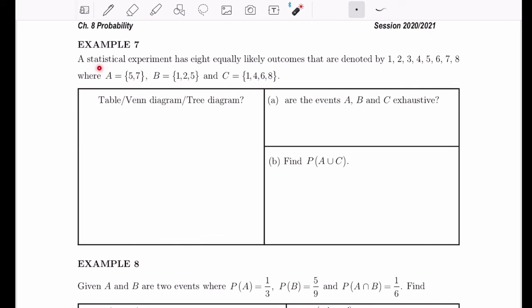Example 7. A statistical experiment has 8 equally likely outcomes that are denoted by 1, 2, 3, 4, 5, 6, 7, and 8, where A is 5, 7, B consists of 1, 2, and 5, and C consists of 1, 4, 6, and 8. So we're going to use one of these three methods to illustrate our events. So we cannot use a table since we have 3 events. A table is restricted to 2 events or 2 actions at the same time. We can use a Venn diagram to illustrate these 3 events.